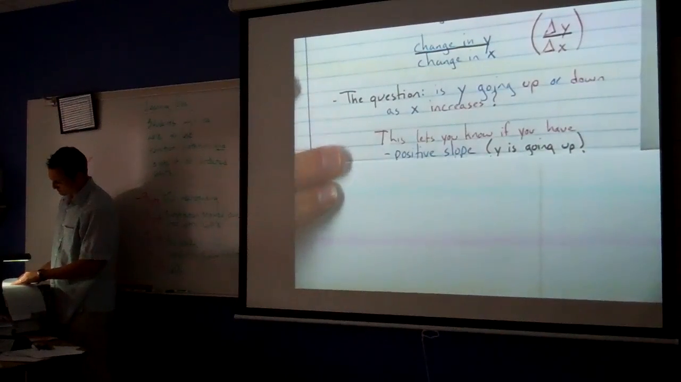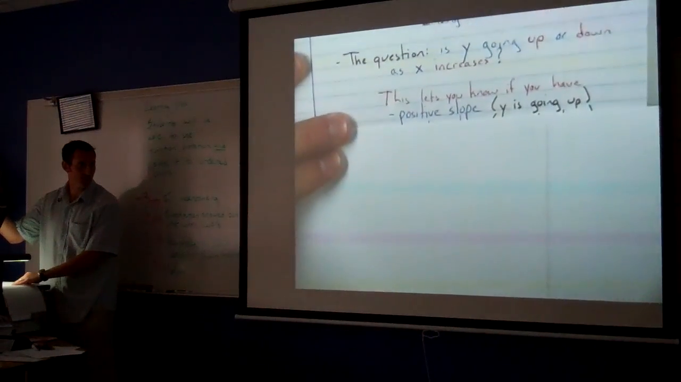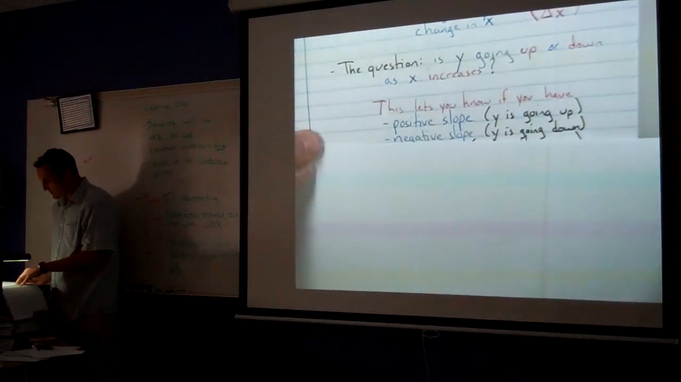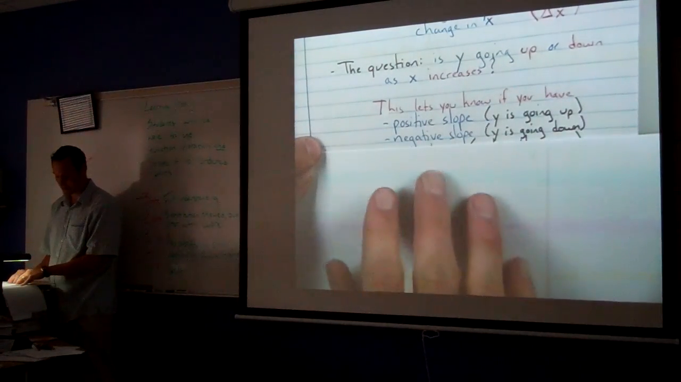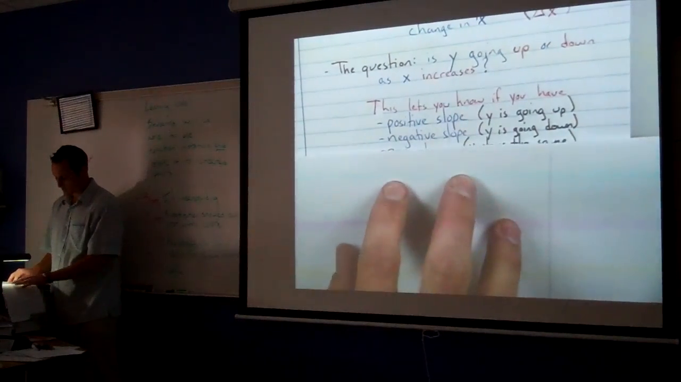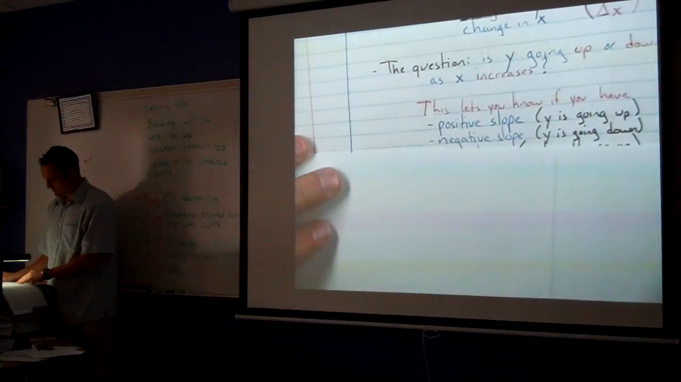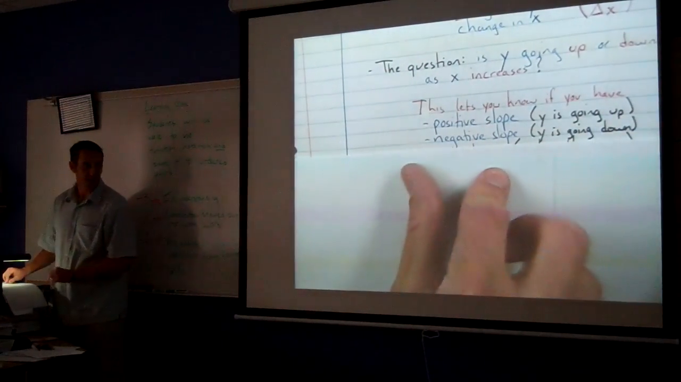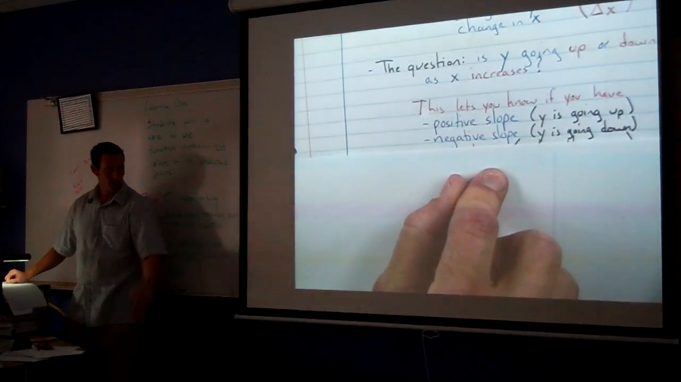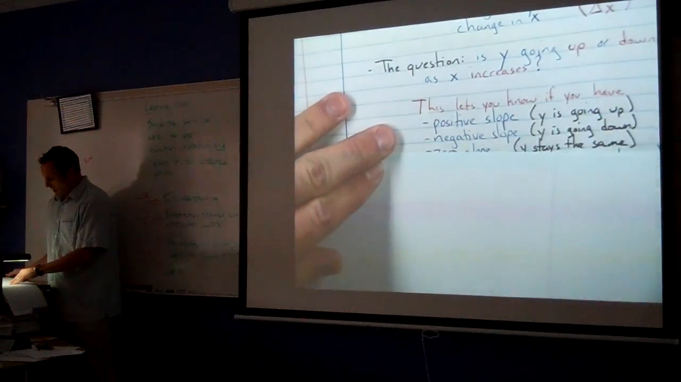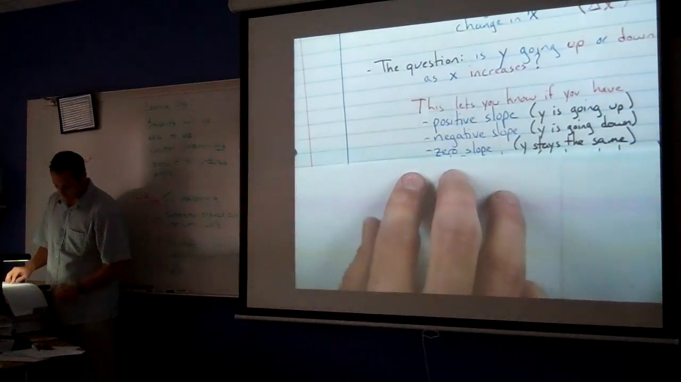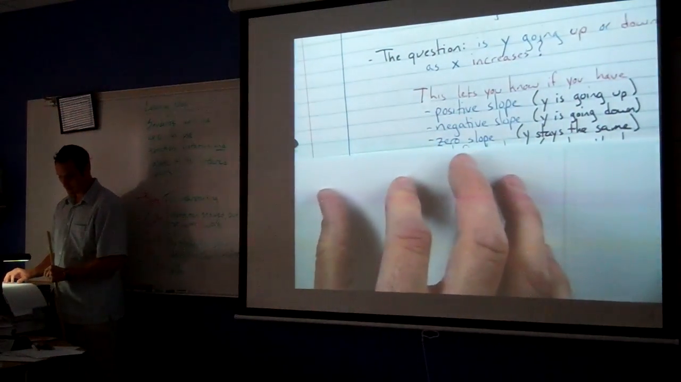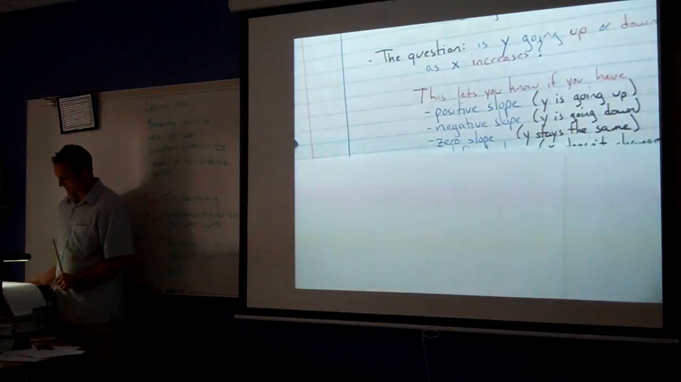This lets you know if you have positive slope, that's if the y is increasing, negative slope if the y is decreasing. Okay, so there are two other cases I'll talk about in a second, but the two main things to identify: is it positive slope, is the y increasing? Is it negative slope, is the y decreasing? There is zero slope. That means the y stays the same as x increases. So that could happen, and I'll show you examples of that.